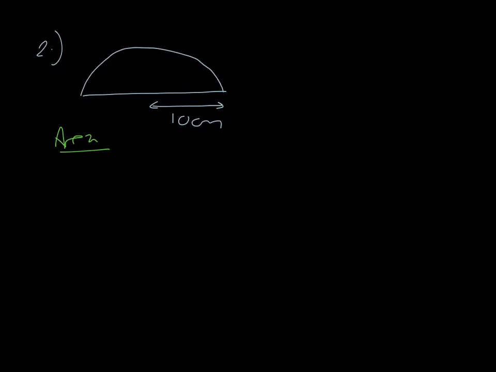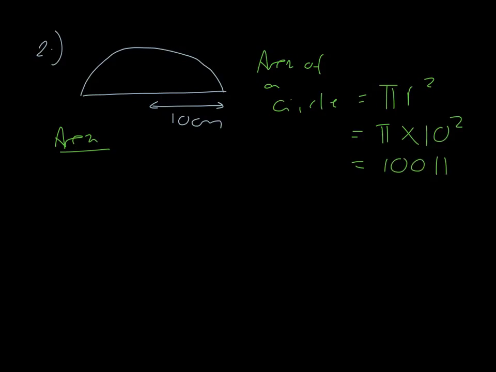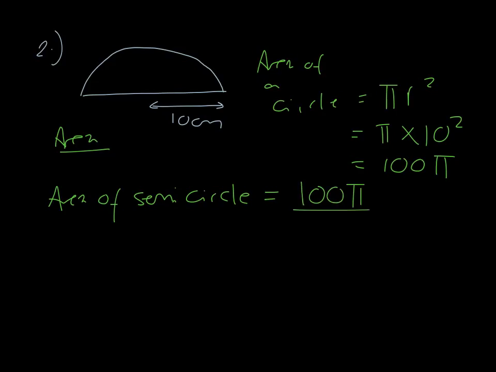Calculate the area of this semicircle, which has a radius of 10 centimetres. We know the area of a circle is equal to pi r squared, which is pi times 10 squared, or 100 pi. So the area of the semicircle is exactly a half of this. We take 100 pi and divide it by 2, which gives us an answer of 50 pi centimetres squared if we leave our answer in terms of pi.